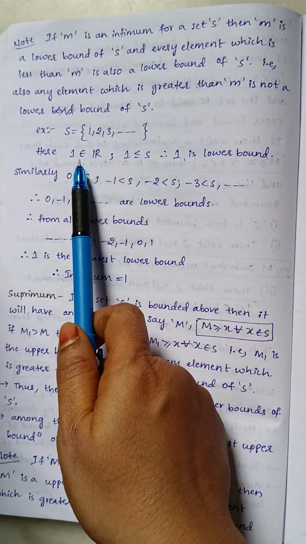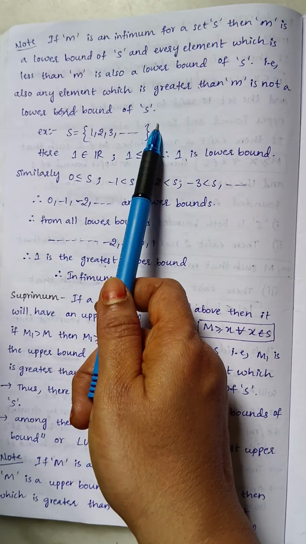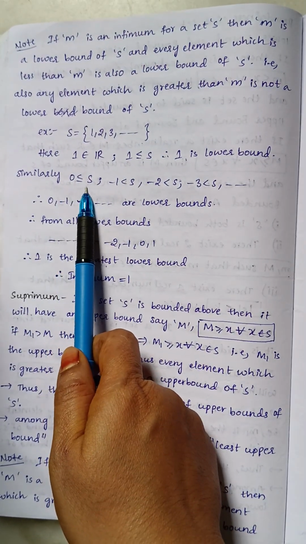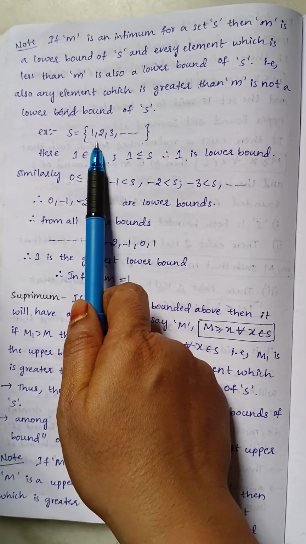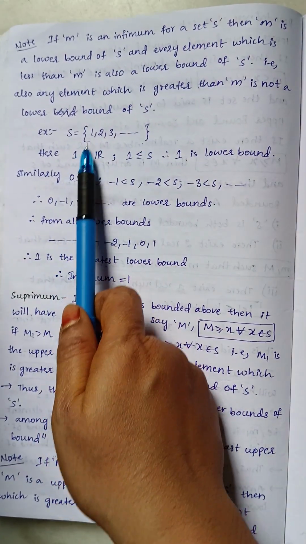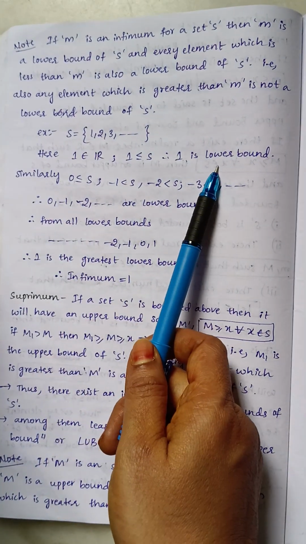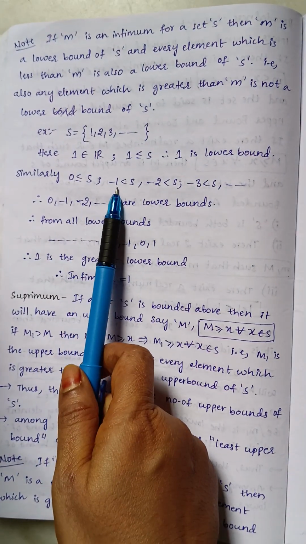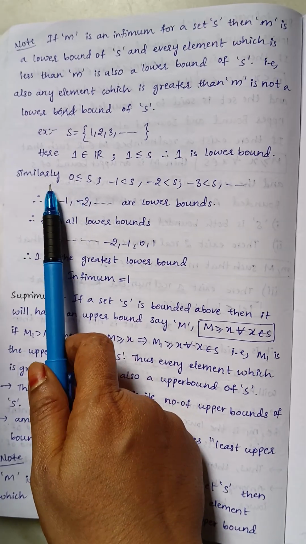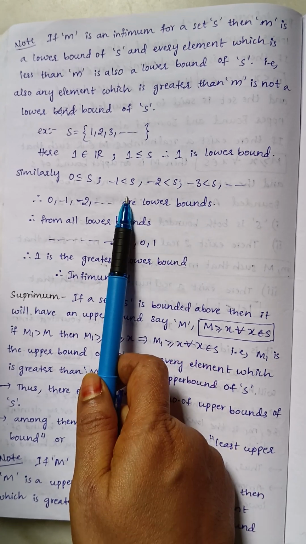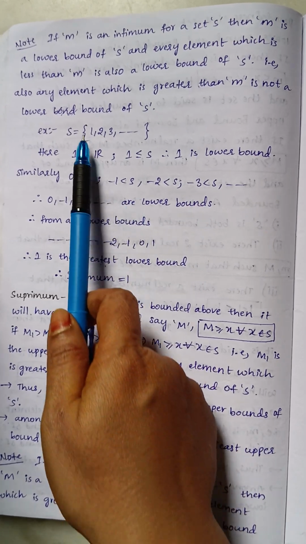So, take any real number. That real number need not belong to the given set. Suppose I am taking another real number, 0, which is also what? Less than or equal to every number in the given set, isn't it? 0 is less than 1, 0 is less than 2, 0 is less than 3, like this. So, 0 is also a lower bound. Similarly, any number which is less than 1, that is 0, minus 1, minus 2, minus 3, whatever you are taking, those numbers are all less than the given set.